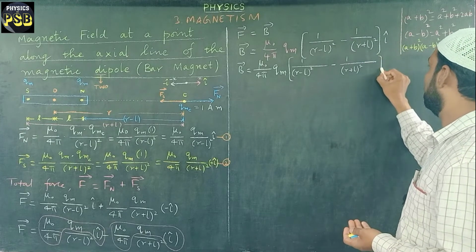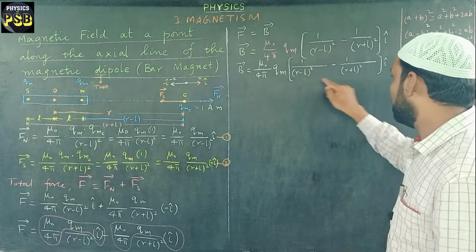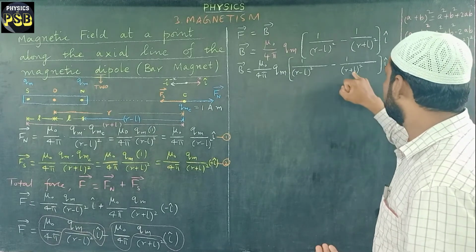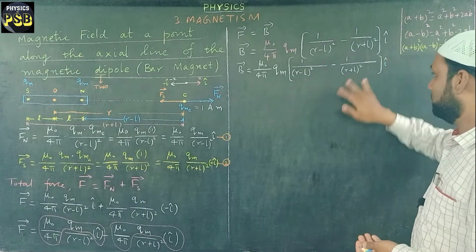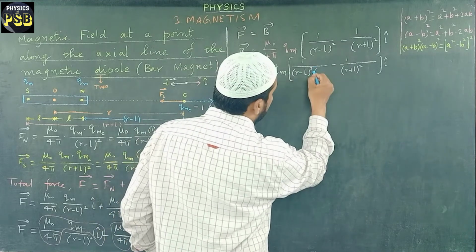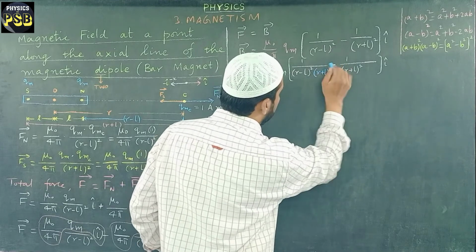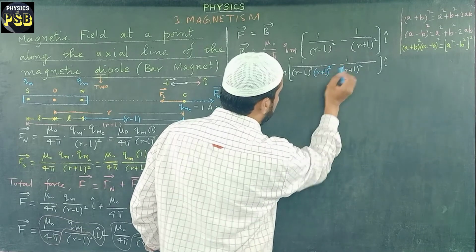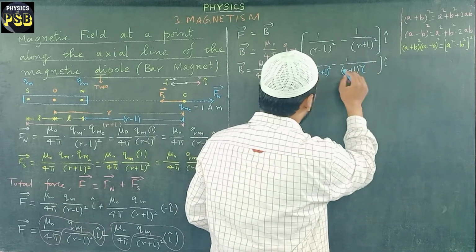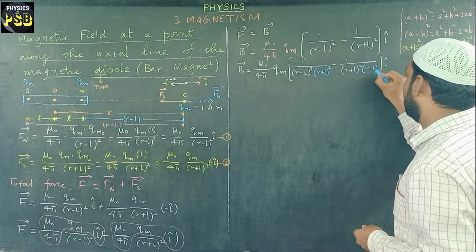On the outside, the i cap. Now what I do, I multiply this part with this part, then this part is multiplied with this, right? See, this is multiplied with r plus l whole square. Similarly, this part is multiplied with this r minus l whole square.